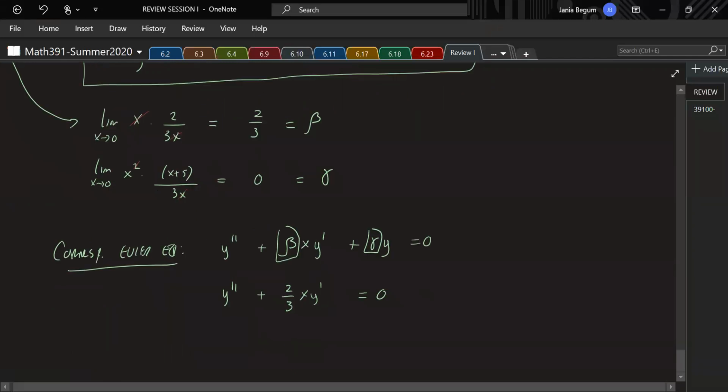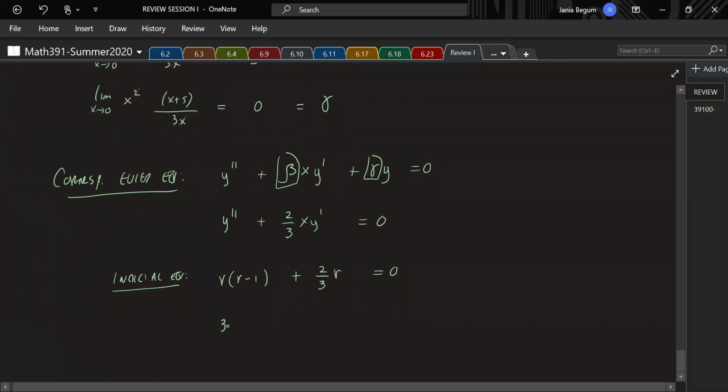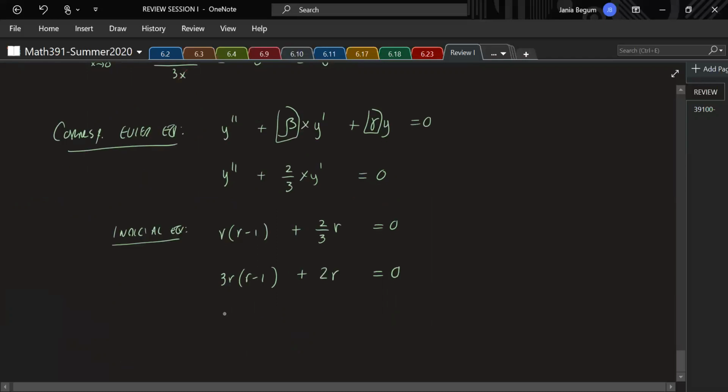And then from here we can write down the indicial equation, right? Which would be r times r minus 1 plus 2/3 r equals 0. And then of course we want to avoid the fractions, so we multiply both sides by 3. That would give us 3r times r minus 1 plus 2r equals 0. And we look for its roots. So we have 3r squared minus 3r plus 2r, that's just minus r, equals 0. Then we factor out r, and we have 3r minus 1 equals 0. Hence, r is equal to 0 and r is equal to 1/3. So these are the roots.